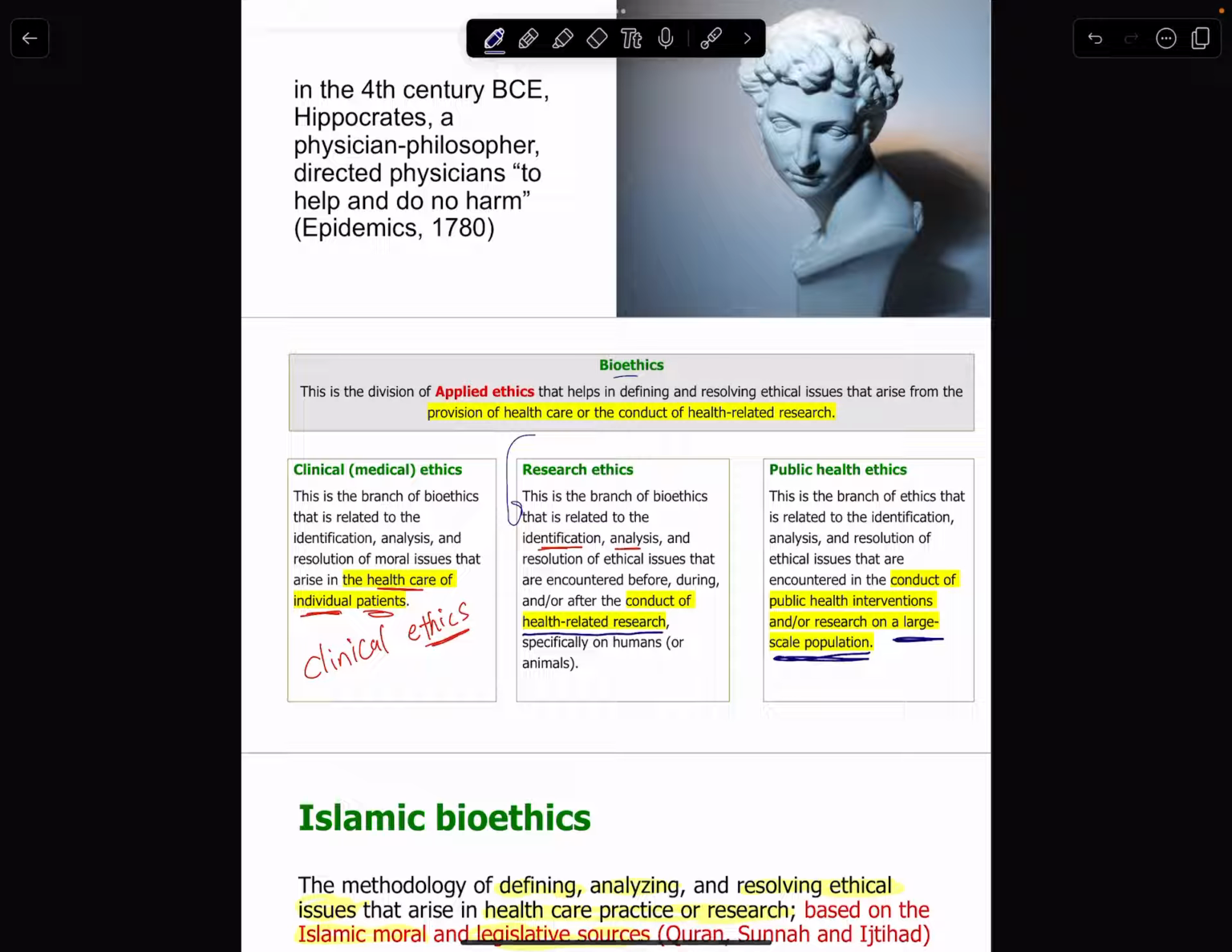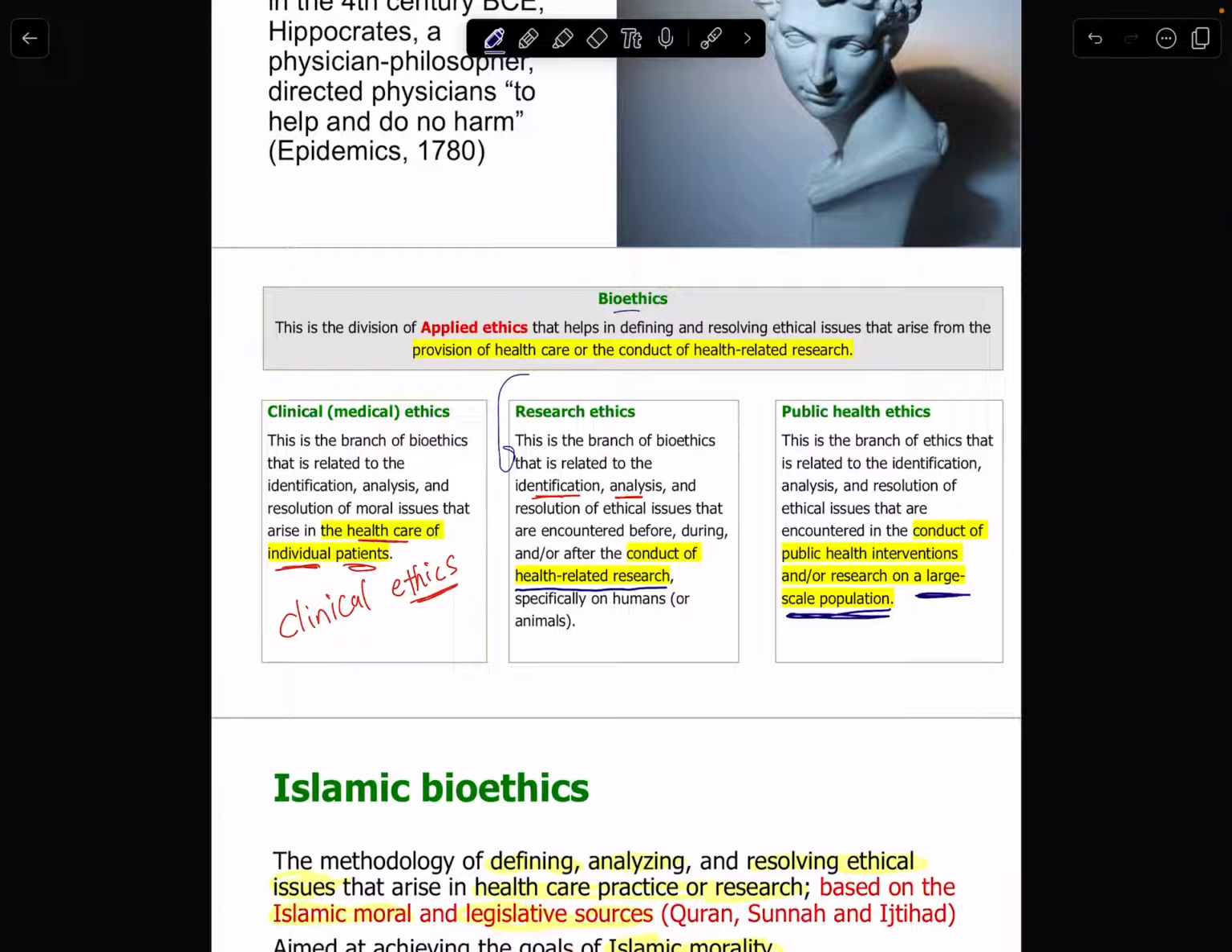So clinical ethics or medical ethics is related to individual patients, identification, analysis, whatever. It's related to one person. That's how you're going to remember it. Research ethics: if you ever see conduct of health-related research, or any of the issues that come with research, then that would be research ethics.